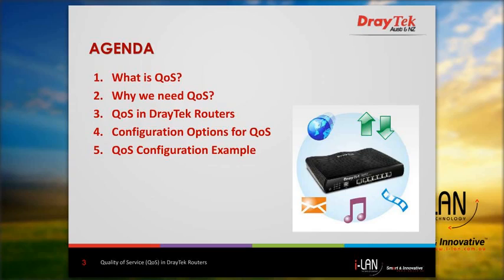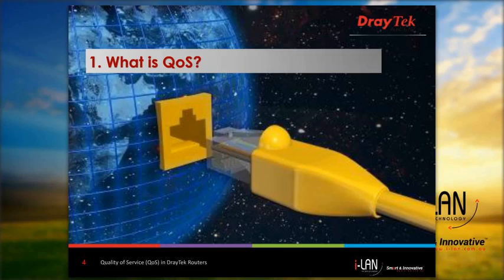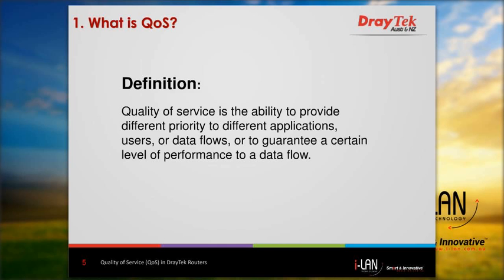So we'll just make a start. So we'll just start by looking at what is quality of service. So here we've got a definition of what QoS is, and it says that quality of service is the ability to provide priority to different applications, users, or data flows, or to guarantee a certain level of performance to data flow. And that's just a standard definition for QoS there.